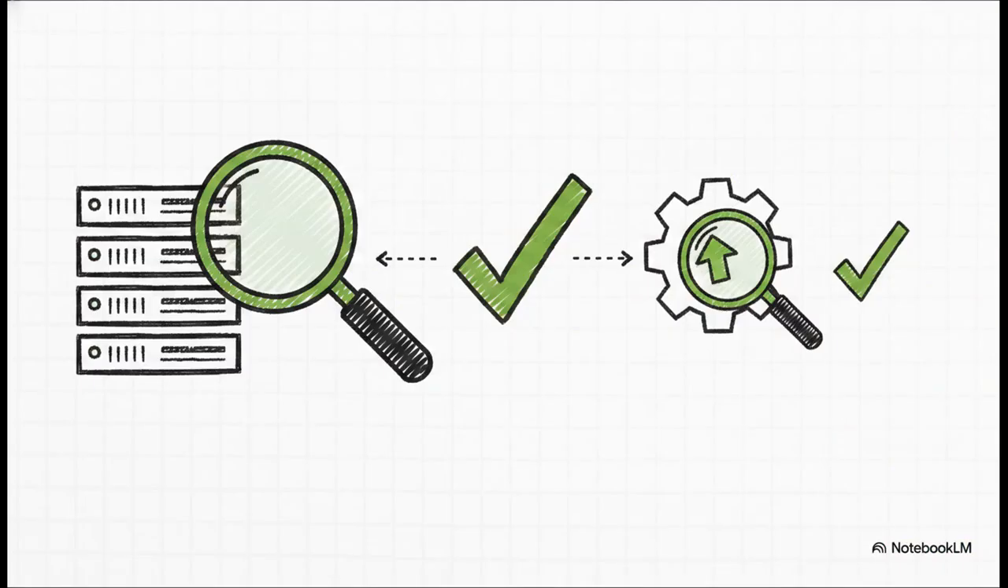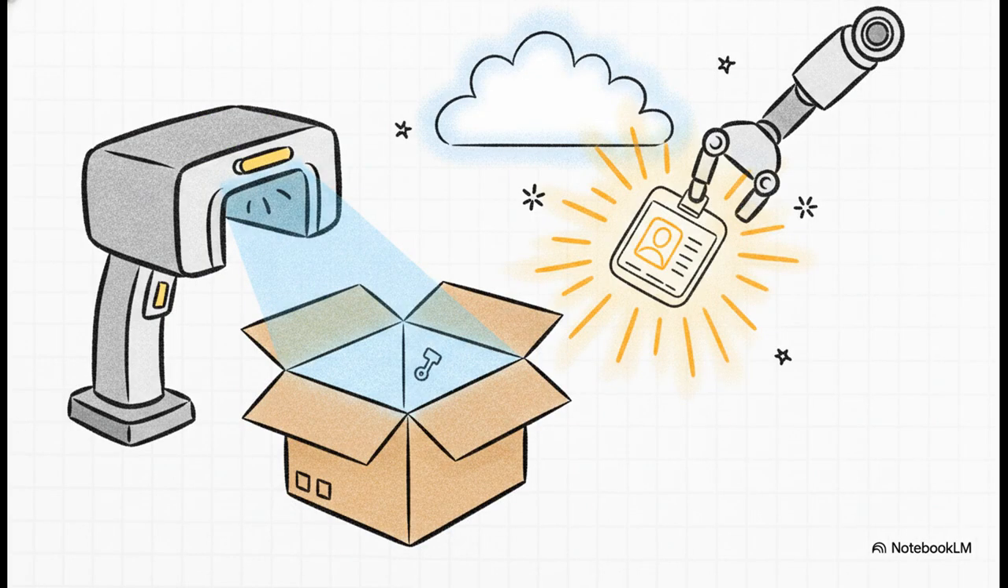Before the SPIRE agent hands out an identity over a local Unix domain socket, it performs 2 incredibly strict checks. First up is node attestation. This is where it verifies the physical machine or VM using hardware proofs like a TPM or cloud instance documents. Then it does workload attestation. It verifies the exact process asking for the identity by checking its Kubernetes namespace, its Unix UID, or even its binary path. And here is the real game changer.